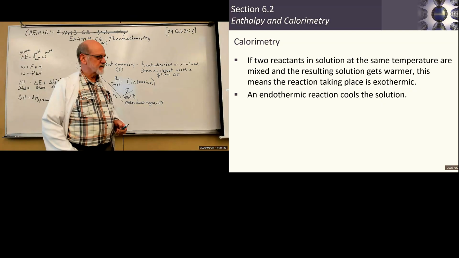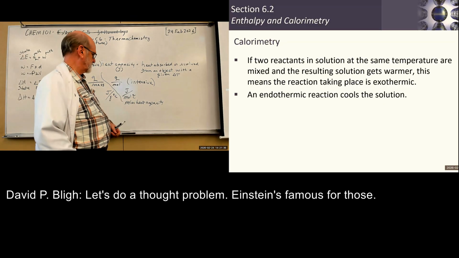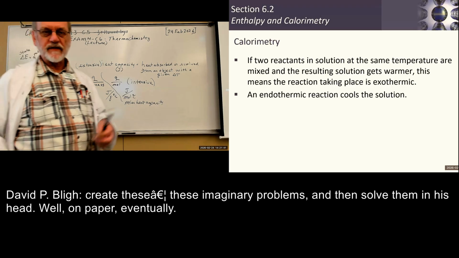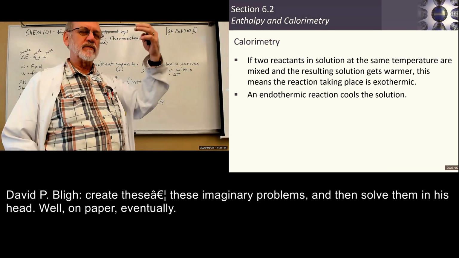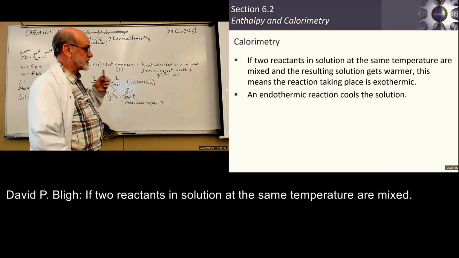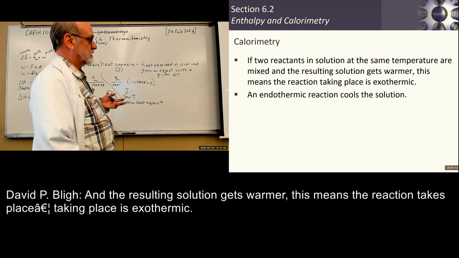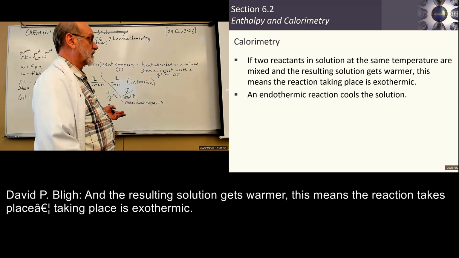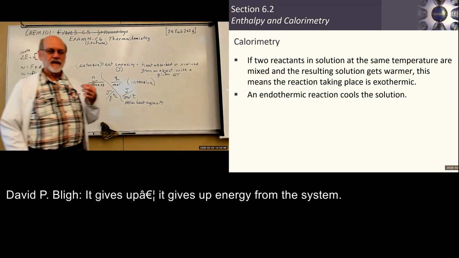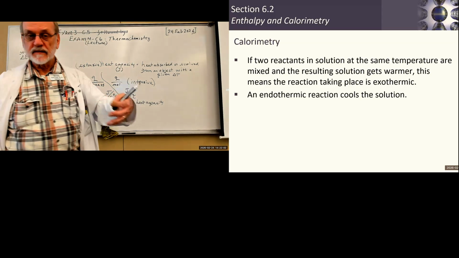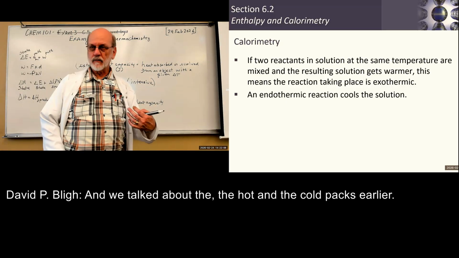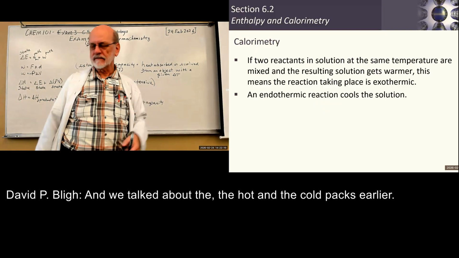So think of it, let's do a thought problem. Einstein was famous for those. You just sit and think about stuff, create these imaginary problems and then solve them in your head. Well, on paper eventually. If two reactants in solution at the same temperature are mixed and the resulting solution gets warmer, this means the reaction taking place is exothermic. It gives up energy from the system. Right? An endothermic reaction would be one in which it gets colder. And we talked about the hot and cold packs earlier.